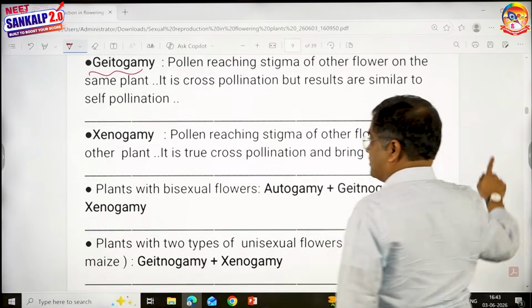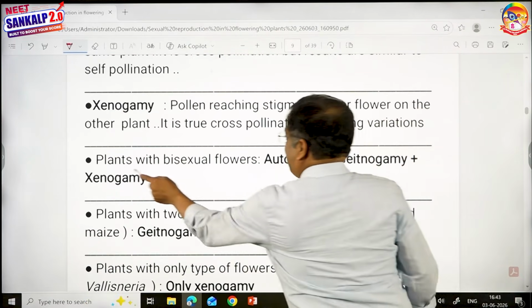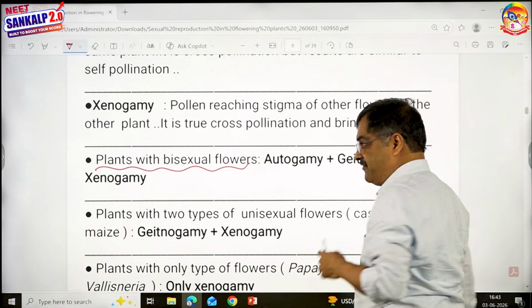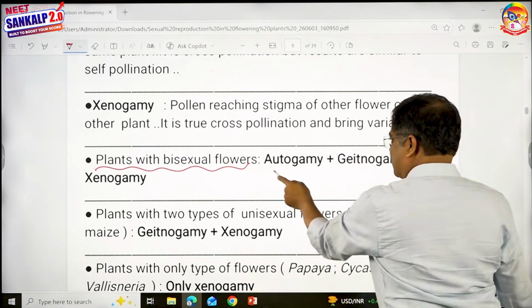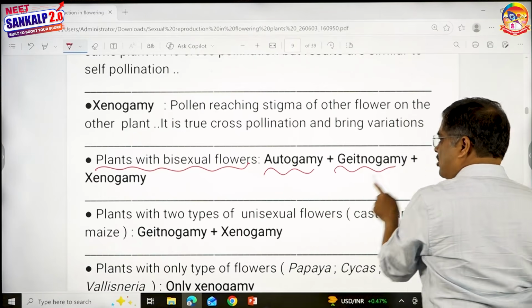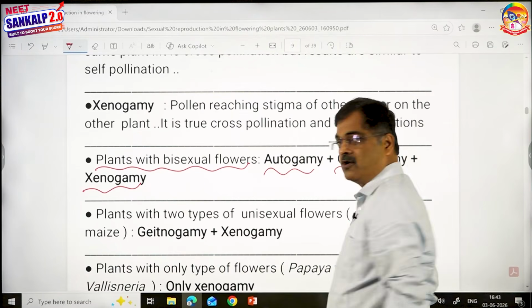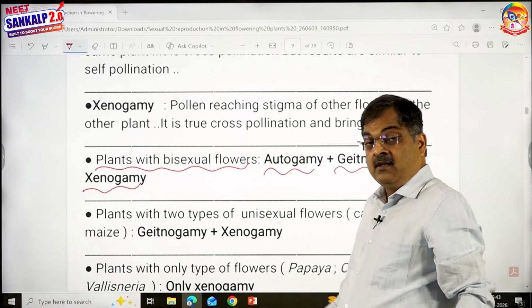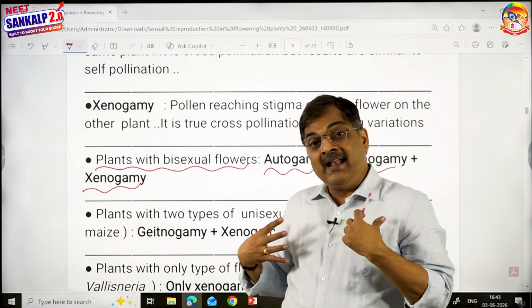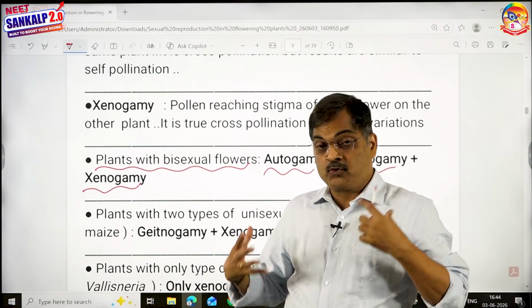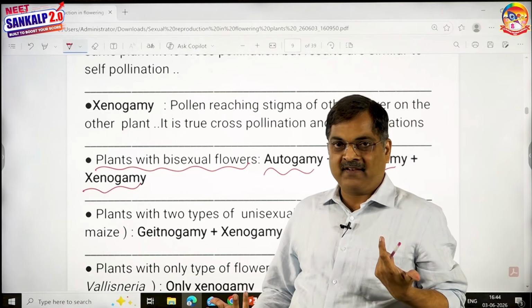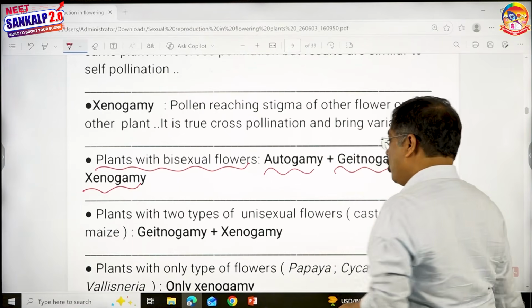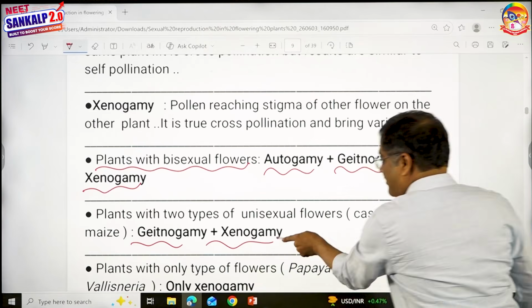That point is important. Now, if I'm a plant with a bisexual flower, then all three are possible. Autogamy is possible, geitonogamy is possible, xenogamy is possible. Isn't it? Imagine I have male and female flowers, not bisexual, male and female flowers on me. Autogamy is not possible. Male flower, how can autogamy take place? So only geitonogamy and xenogamy are possible.